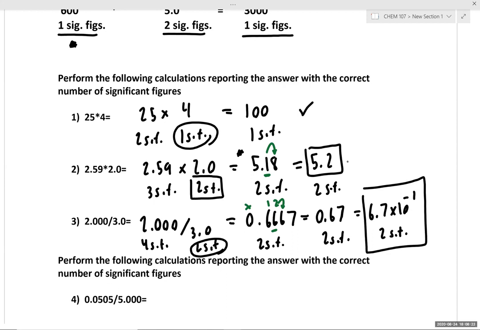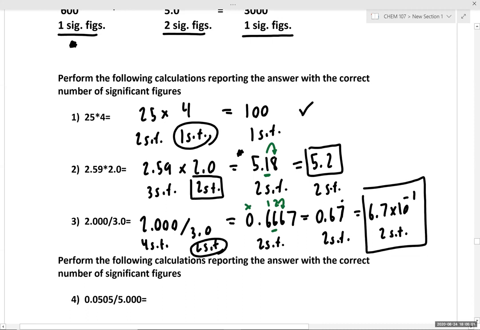And let's repeat the explanation for example 3. We have 2.000 over 3.0. We have a number with 4 sig figs divided by a number with 2 sig figs. Our answer, as a result, must have 2 significant figures. So then, we look for our second significant digit, not counting this leading 0, of course, and we look one space to the right. 6 is greater than 5, so we round up.